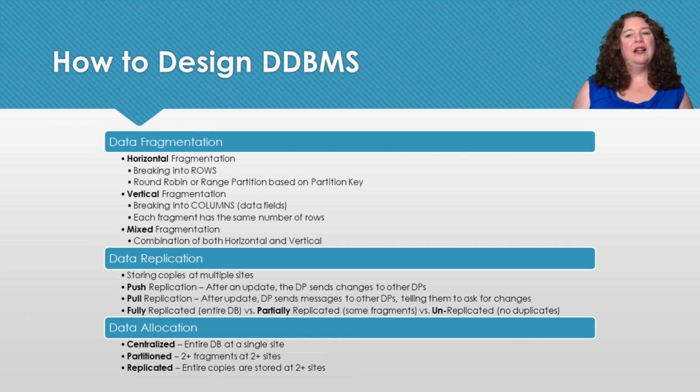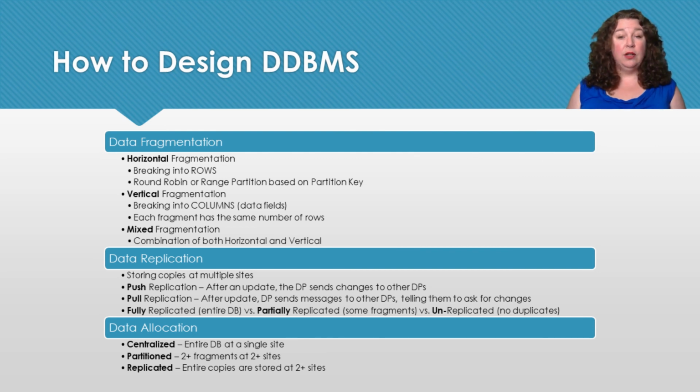When we talk about allocation, where the data is allocated, again, we can have centralized, the entire database in a single site. We can have partitioned, which is 2 or more fragments at 2 or more sites. So at least something is fragmented and there's more than one site. And then we can have a completely replicated, where the entire database as a whole is stored in more than one location. So centralized versus replicated. Replicated has multiple copies of the same database. Centralized has a single copy at a single location. And partitioned is where we end up with those fragments.